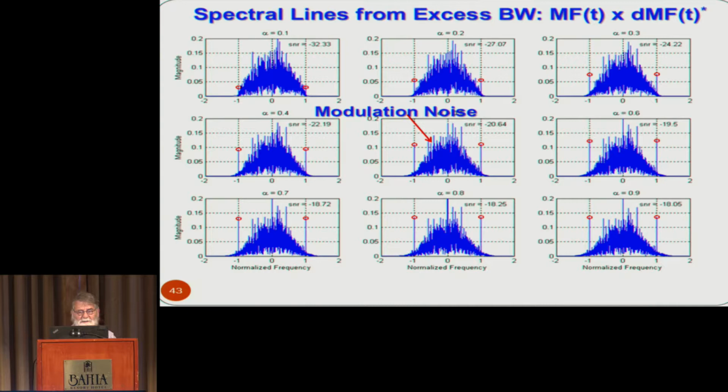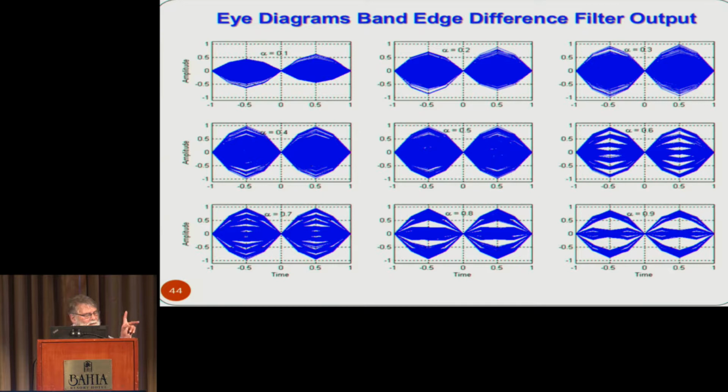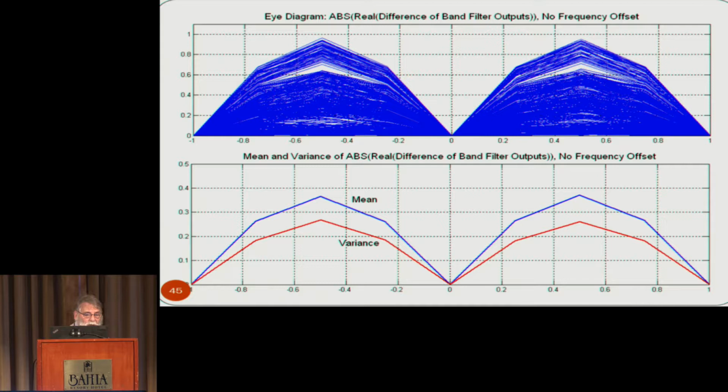Now we do it only on the difference filter. We do the sum of the two band edges, the difference of the two band edges. We now look at the eye diagram of the difference, and then we do the conjugate, and then we look at the magnitude, and lo and behold, you get the same mean and variance, which tells you something interesting.